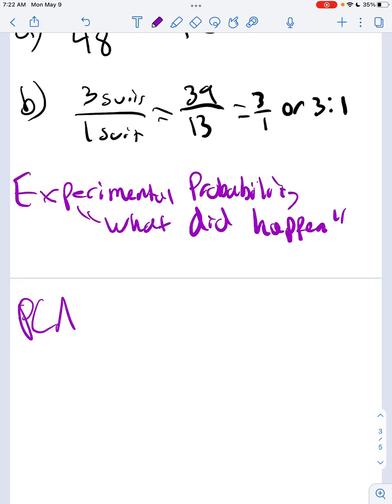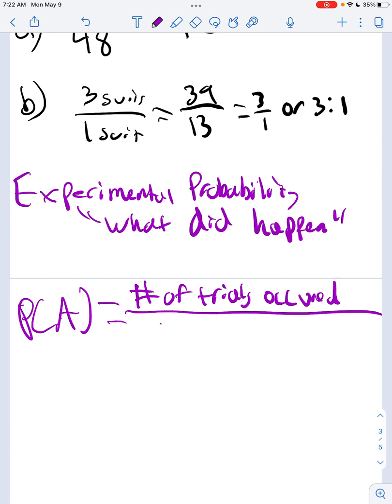So again, how we would write it, this is the number of trials that actually occurred, not what I expected, versus the total number of trials. Or I guess this would be the number of trials where, like, the probability where A was selected. So the number of trials where A occurred. So let's do an example.